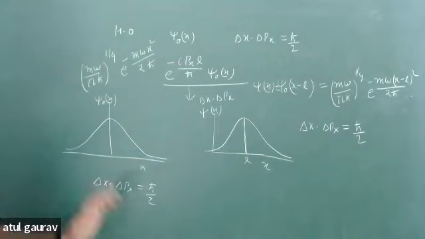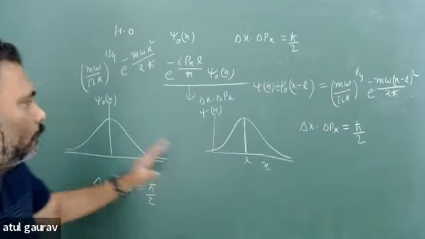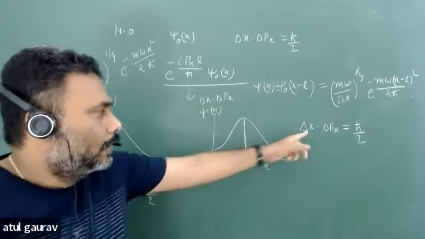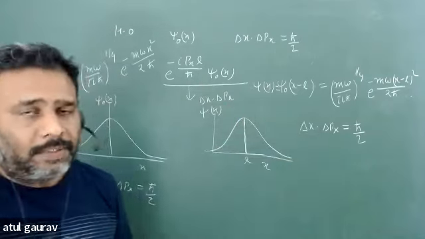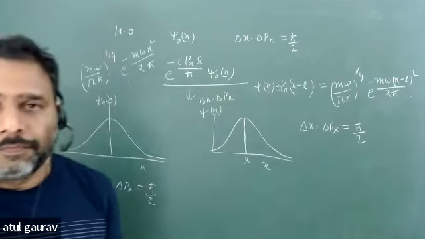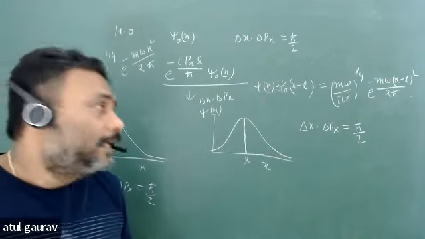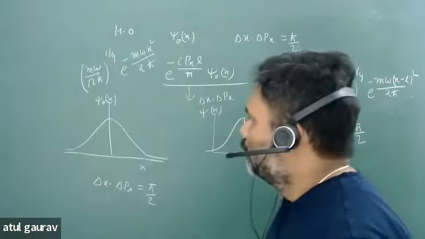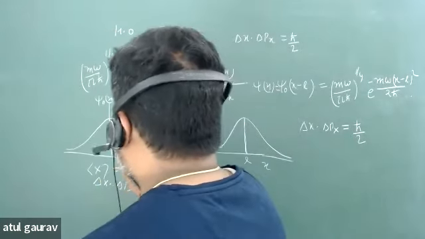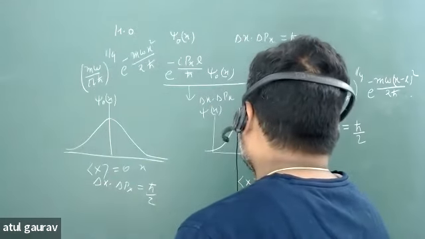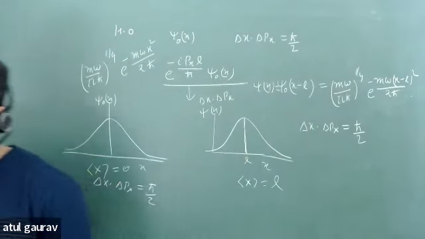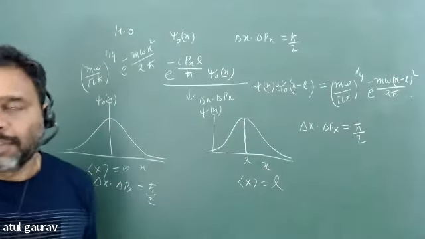Isn't it? If you translate the wave function, which is about x is equal to 0, so that it is about x is equal to L, then delta x into delta px will remain the same. It is not going to change. And this is the beauty of the Gaussian wave function. But yes, if someone asks you what the expectation value of x is, here the expectation value of x is 0, but there the expectation value of x is L. So you have to just work out this type of problem.